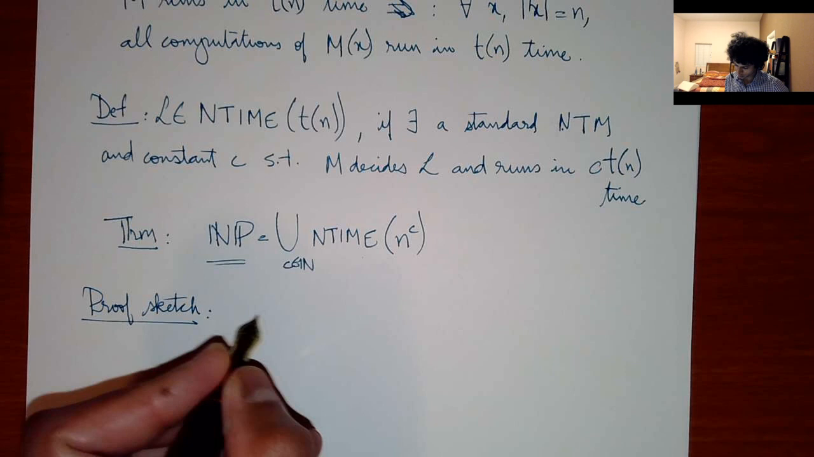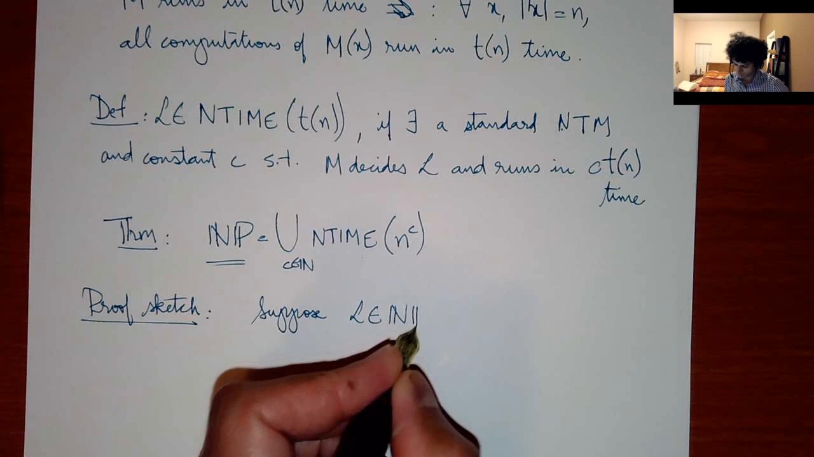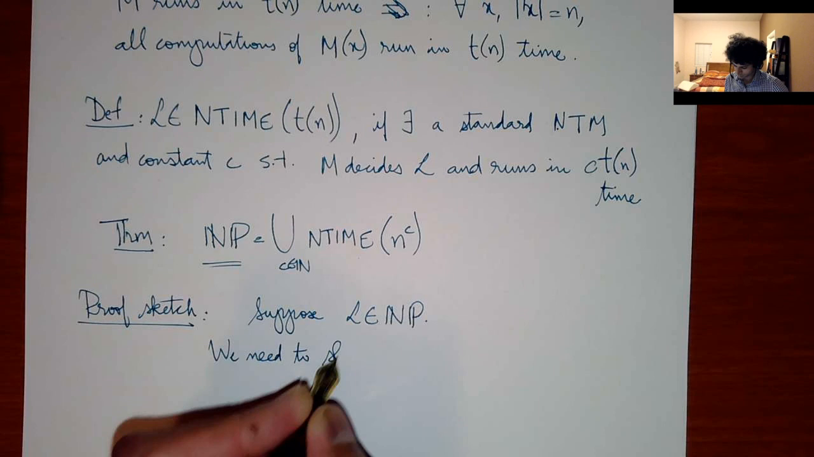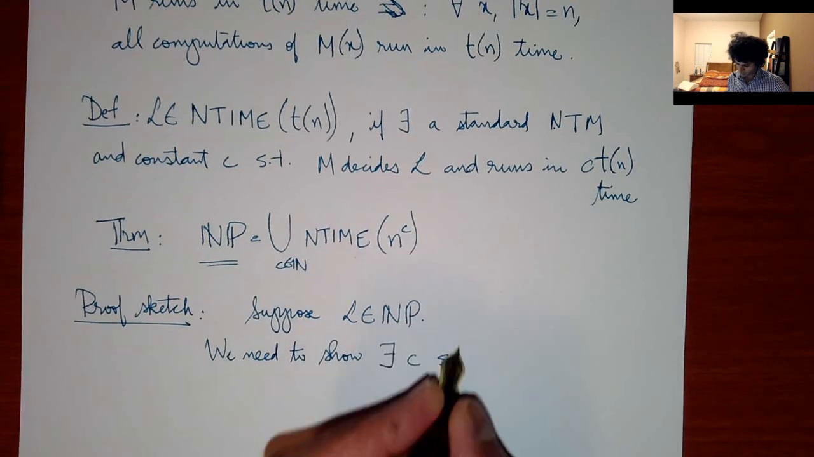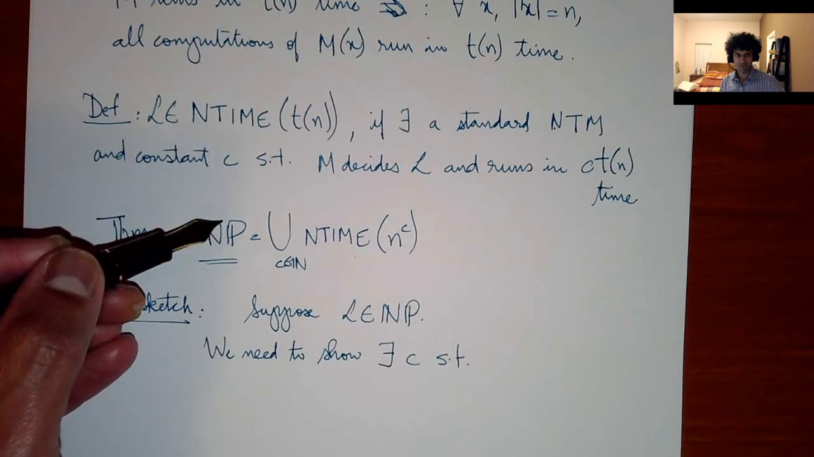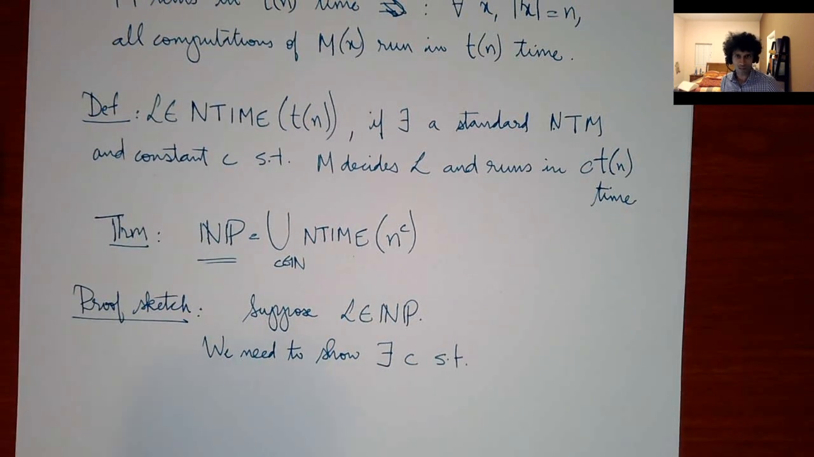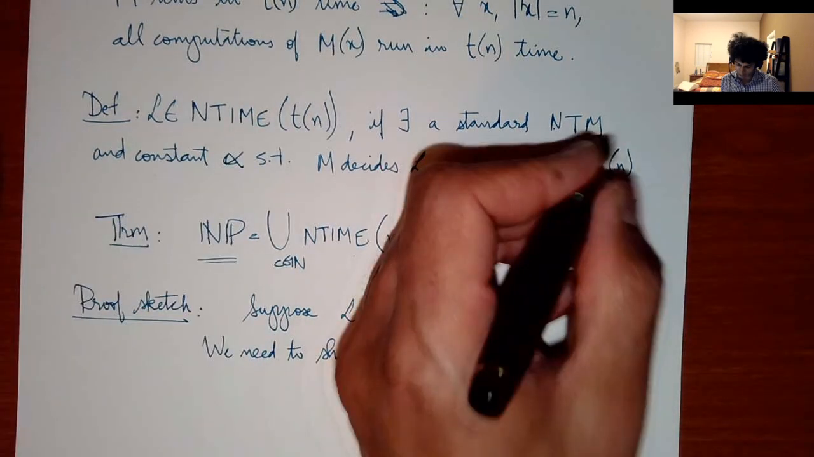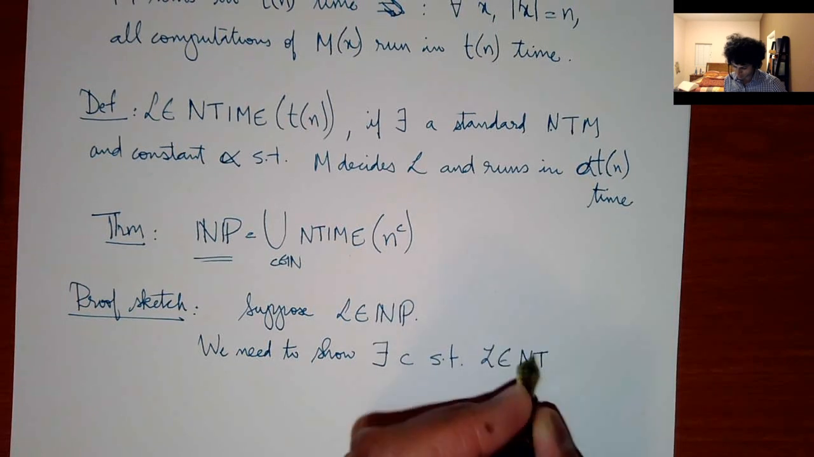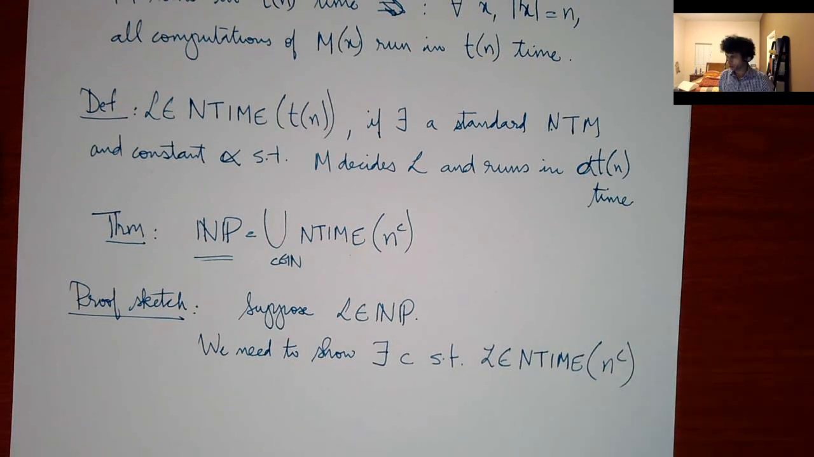So suppose L is in NP. Now you need to show there exists a constant c such that L is in NTIME of n to the c. My apologies, by the way, the c has been overloaded here. This is poor writing on my part. So maybe I'll just make this constant alpha. Okay, alpha says that L is in NTIME of n to the alpha. This is what you need to show. How will you show this?